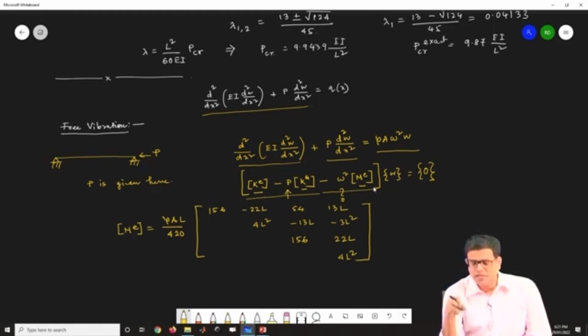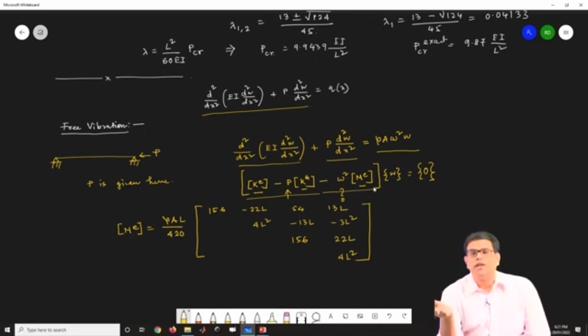The objective is that you have to know the governing differential equation. The finite element procedure is pretty much the same, because your mass, geometric stiffness and bending stiffness, all three terms, we all know. The only thing you have to remember is that here the force is specified. So we are not really finding out the Euler buckling load; rather we are finding out the frequency of the system.